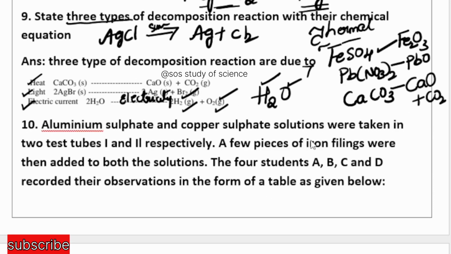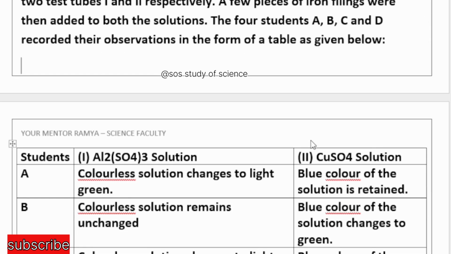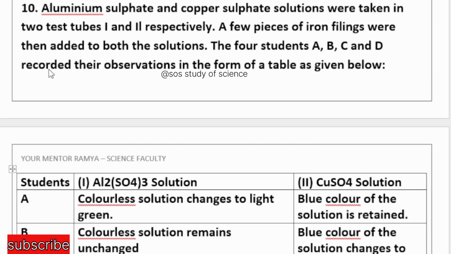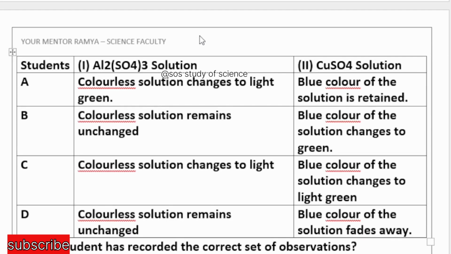All these questions will give you more idea for the preparation of your examination. Okay, so the 10th question is, my dear students, observe: aluminum sulfate and copper sulfate solutions were taken in 2 test tubes, test tube 1 and 2 separately, and we have added a few pieces of iron filings to these. Okay, and 4 students A, B, C, D recorded the observations in the form of a table as given below. So what we have taken? We have taken iron. This iron is added to aluminum sulfate, and the same iron is added to copper sulfate as well.